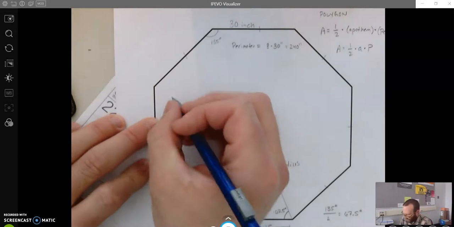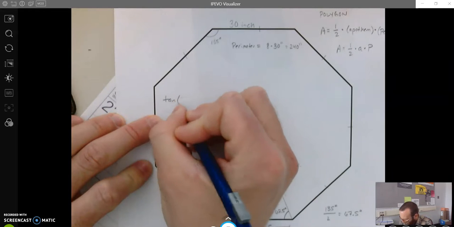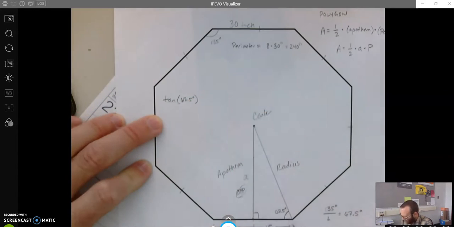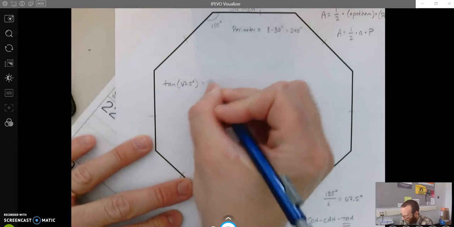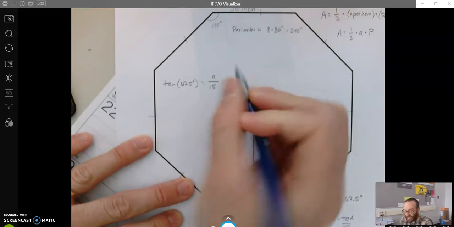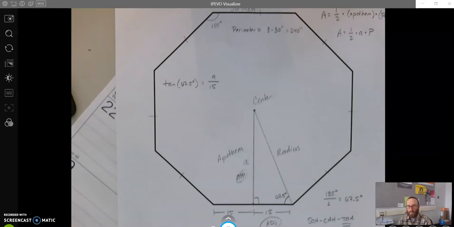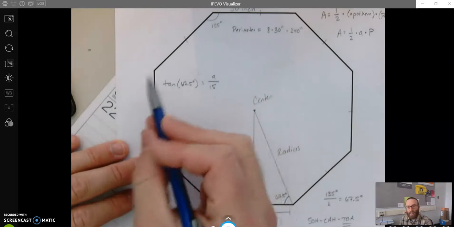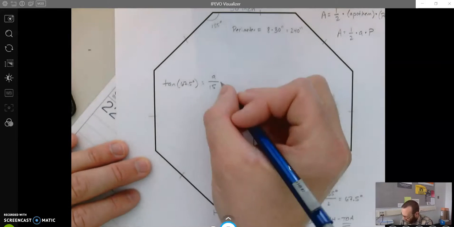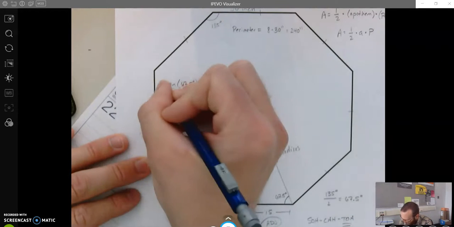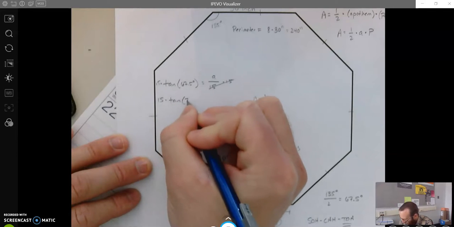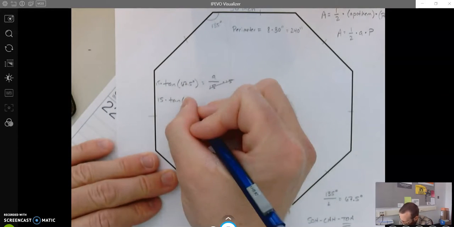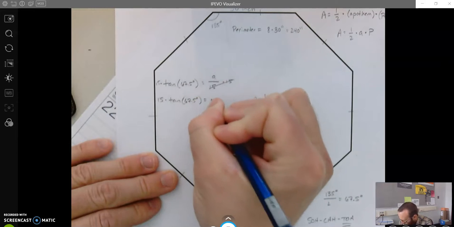So, getting myself some space, the tangent of 67.5 degrees is equal to the opposite over the adjacent. A over 15. Okay, and I'll let you get that written down. Pause this video for a second. Get some things copied. But this is what we learned how to do a few weeks ago. We're going to solve this, multiply by 15 on both sides, so that we get 15 times tangent of 67.5 degrees equals A.